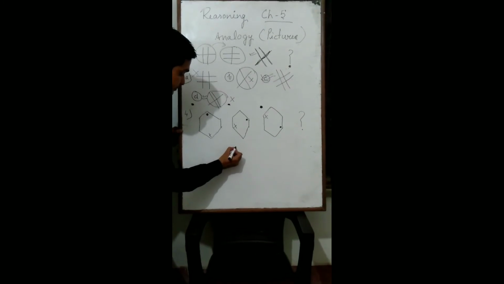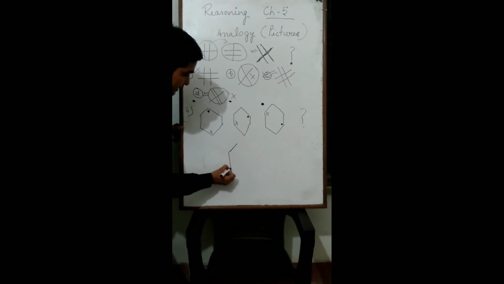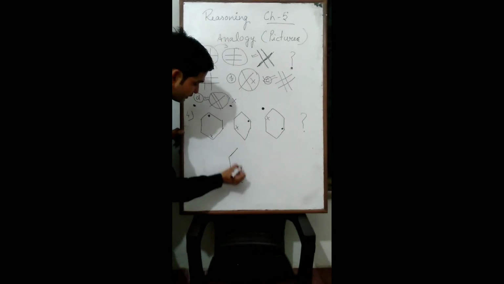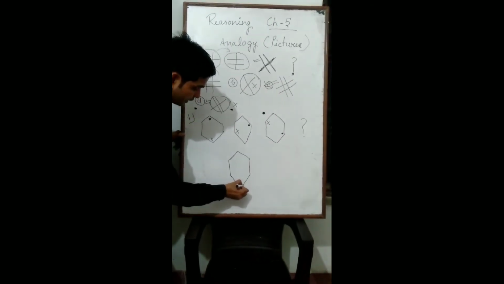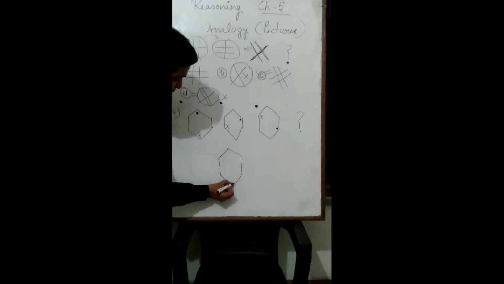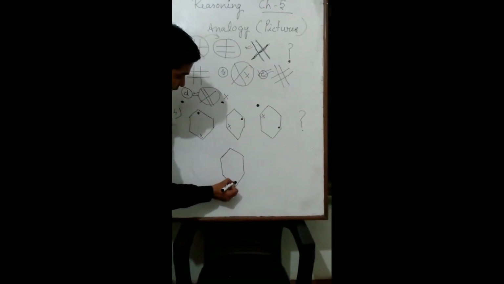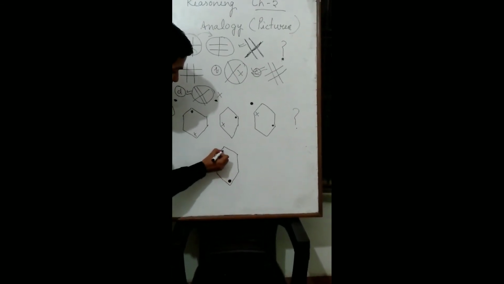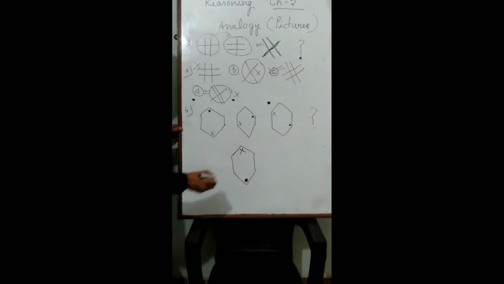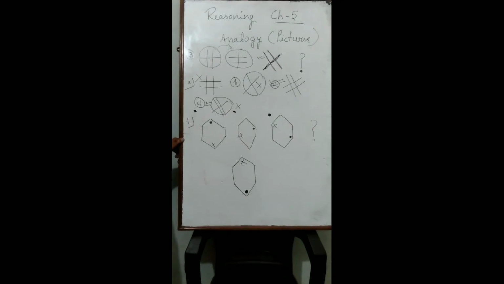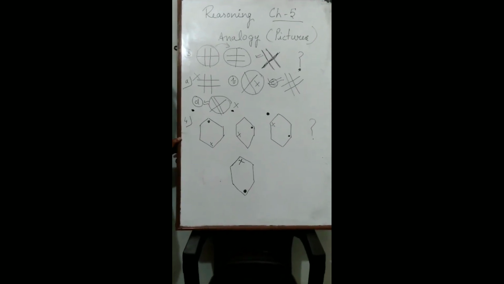So in the result figure, this will be the result figure, and in the result figure the dot will be transferred here to the downside and the cross will be transferred here to the upside. So this is the result figure. So students, please try to solve the rest of the parts of chapter number 5.